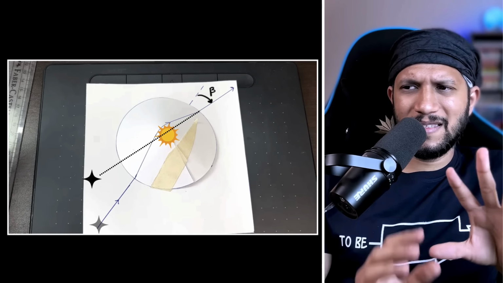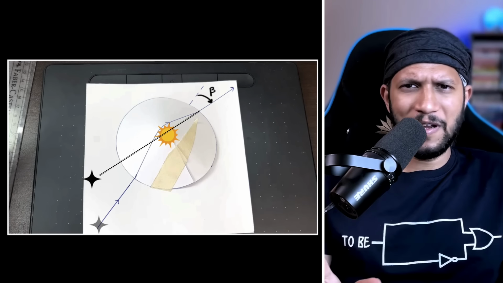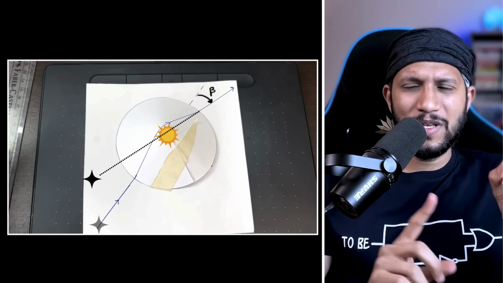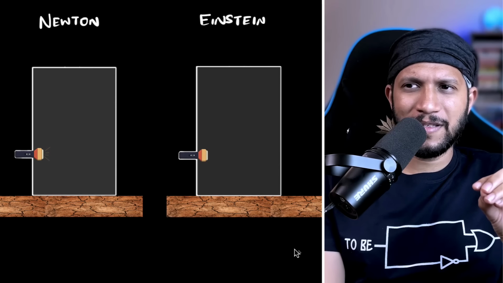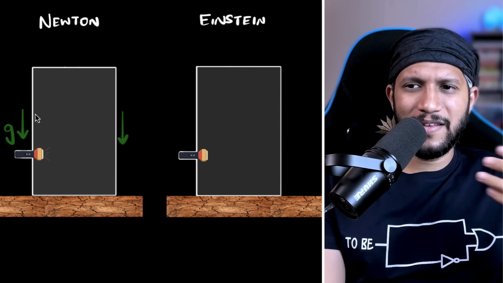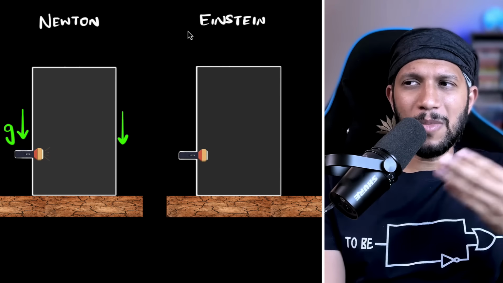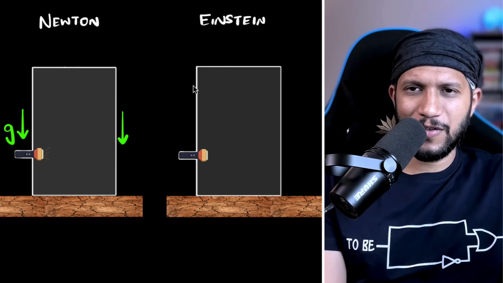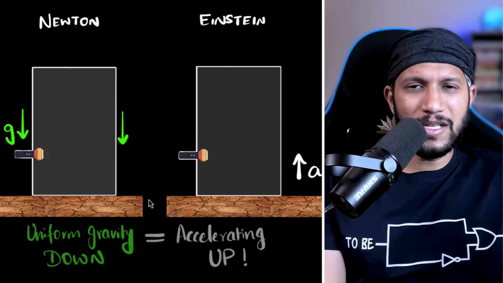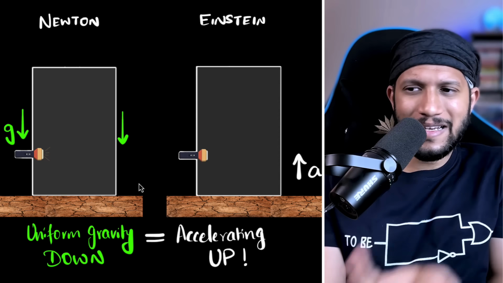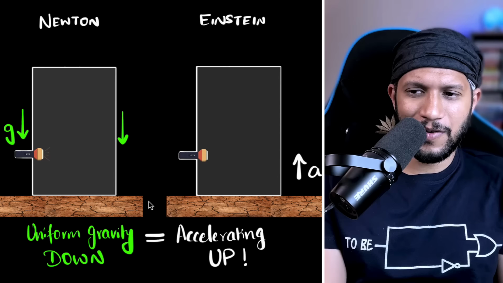But wait, let's calm down a little bit because I have a major doubt. See, earlier we said that light bends because of the equivalence principle. Just to again refresh our memories, remember how Newton said that there is a gravitational field downwards, but Einstein said there is no such thing as gravitational field. Instead, the whole thing is accelerating upwards. And we call this the equivalence principle. We said that these two are indistinguishable from each other, right?